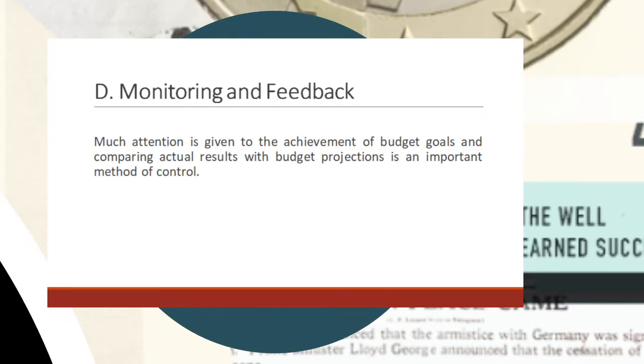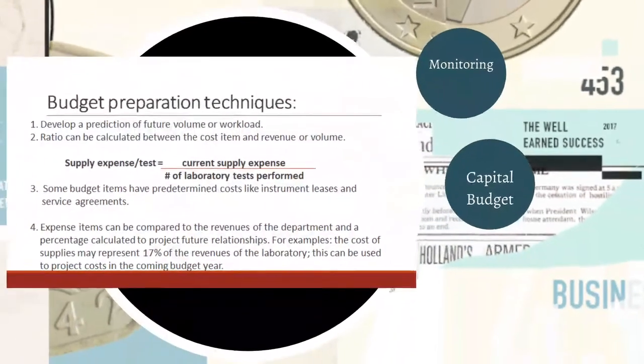Much attention is given to the achievement of budget goals, and comparing actual results with budget projections is an important method of control. Thus, monitoring and feedback is essential in budgeting.